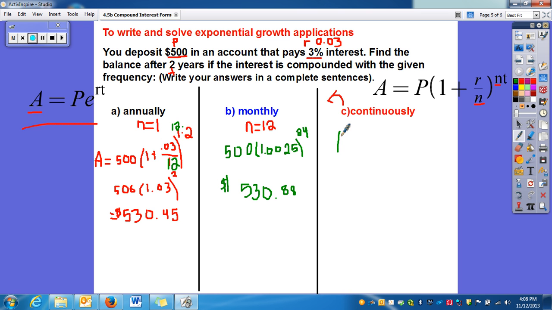And then the last one, A equals PERT. So P is still 500. Remember, E is not a variable, E is a number. Your rate, 0.03. And how long? And 2 years. So I calculate this top part out. So I have 0.06 to the E power. And I'll show you in class where the E button is on your calculator if you have a scientific.